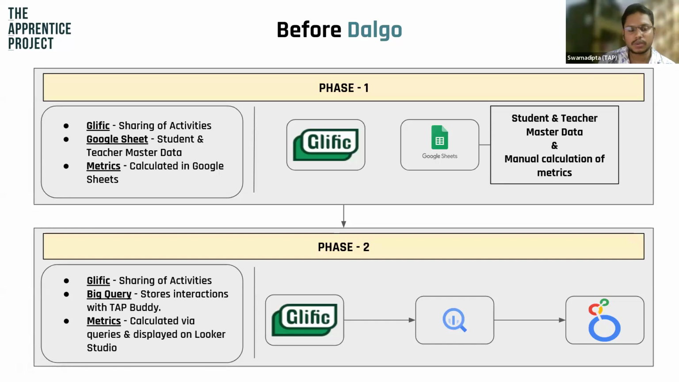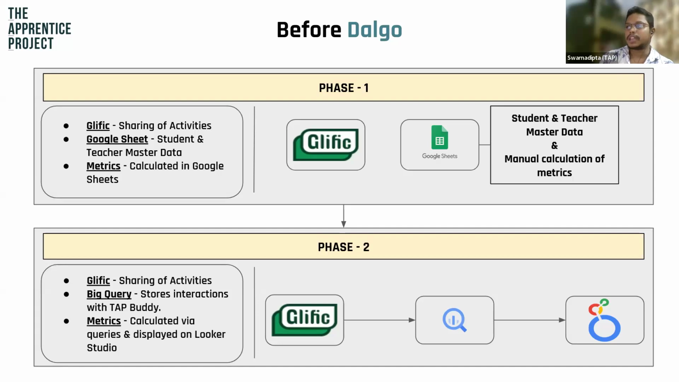Google Sheets was used for recording students' data, students' details, and teachers' details. Like I said in the earlier slides, we also onboard teachers so that they can help us with encouraging the students to interact with TabBuddy. As for the metrics, all of these metrics were manually calculated in Google Sheets. We did not have any automated systems back then in phase one.